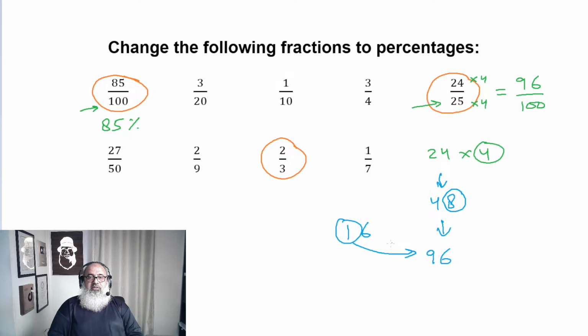Okay, so let's move on to the next concept.